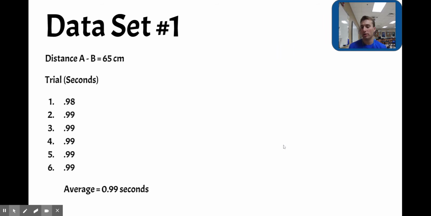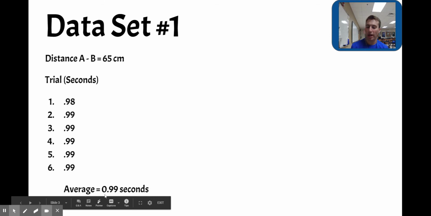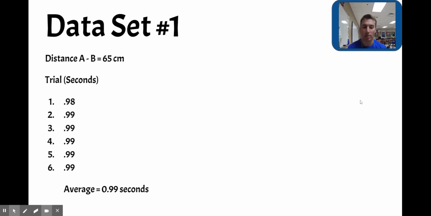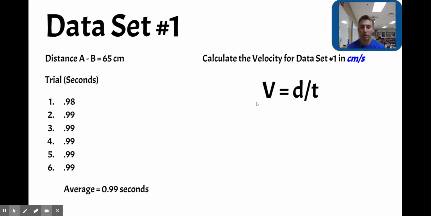That brings us into our data set. Our first data set tells us that our distance from A to B is 65 centimeters, and here are our time trials. We averaged 0.99 seconds. Using our distance and our time, calculate the velocity for data set number 1. The first time you're going to do it in centimeters per second, using this formula.